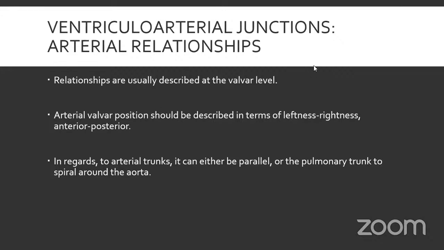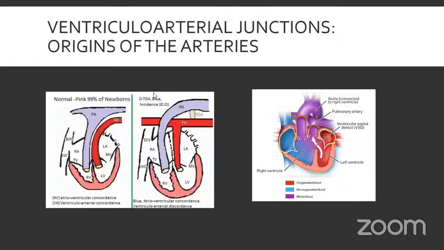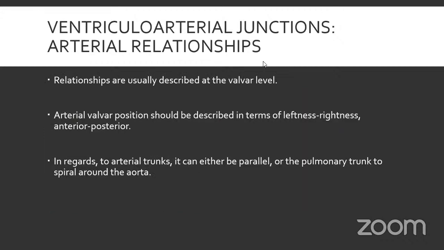Okay, so as we said, ventricular arterial junctions, there are three components that we need to discuss. The first is the origin of the arteries. The second is the arterial relationship to each other. Usually these are described at the valvular level or the semilunar valve levels. Usually it's best described in terms of left or right and anterior to posterior. With that in mind, this creates a scenario where you have 8 possible outcomes, which we will discuss separately.